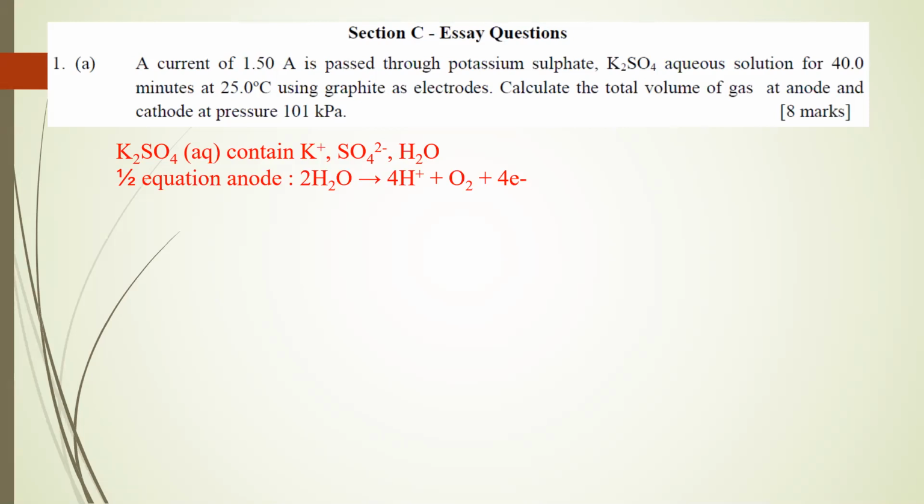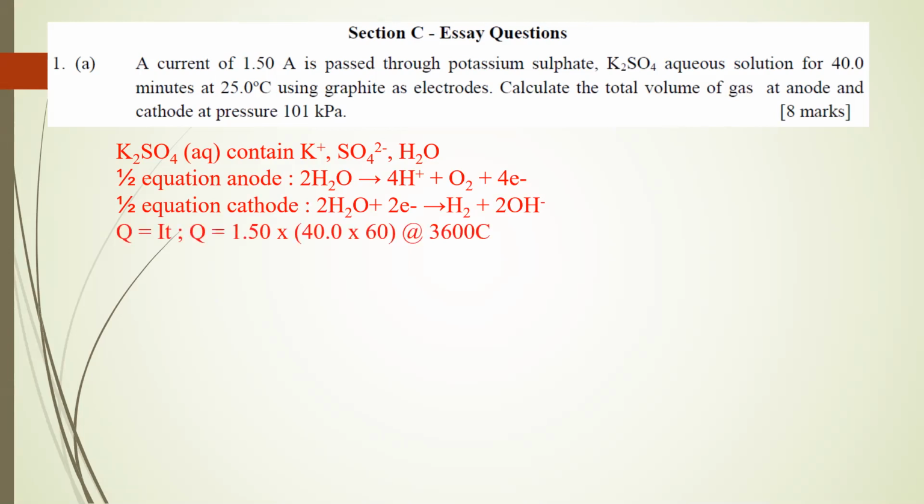You just need to estimate the product of electrolysis by writing the suitable half equations. The half equation at cathode is 2H2O plus 2e minus gives H2 plus 2OH minus. Then you use Q equals IT, substitute as exactly given in the question. So 1.50 times 40.0 times 60, you get 3,600 coulomb. Then you divide by the Faraday constant, so 3600 divided by 96,500, so mole of electron is 0.03731 mole.